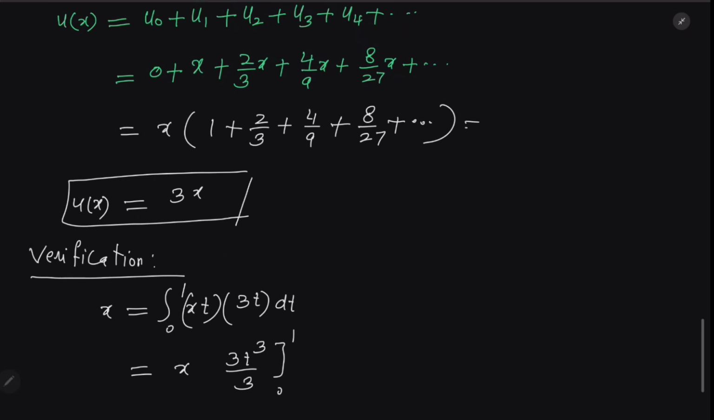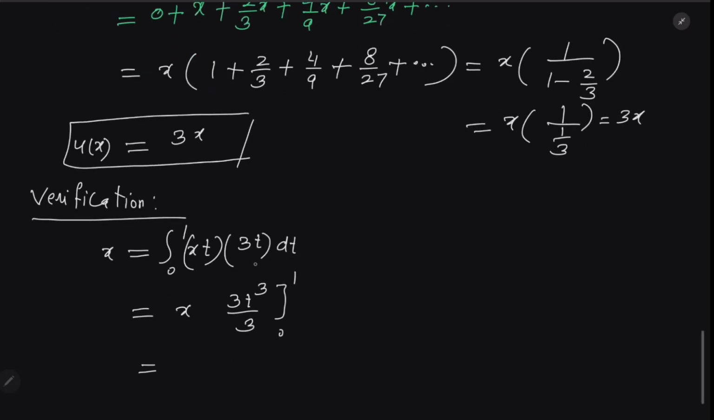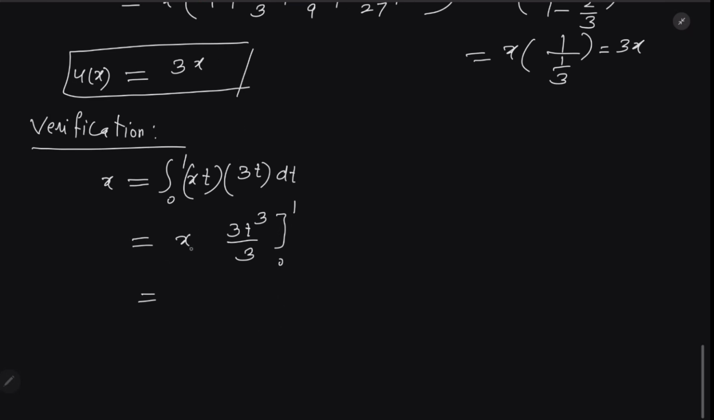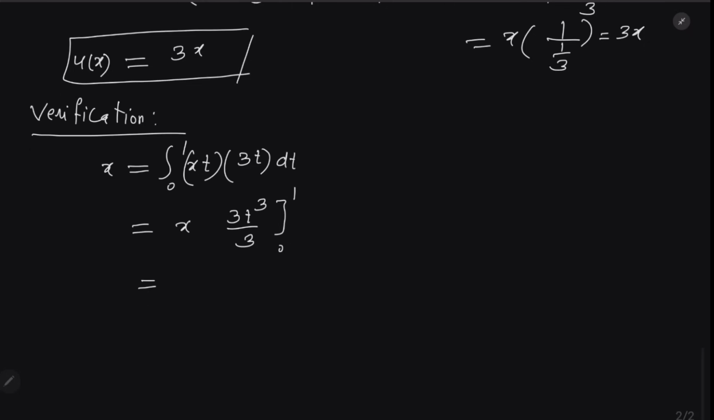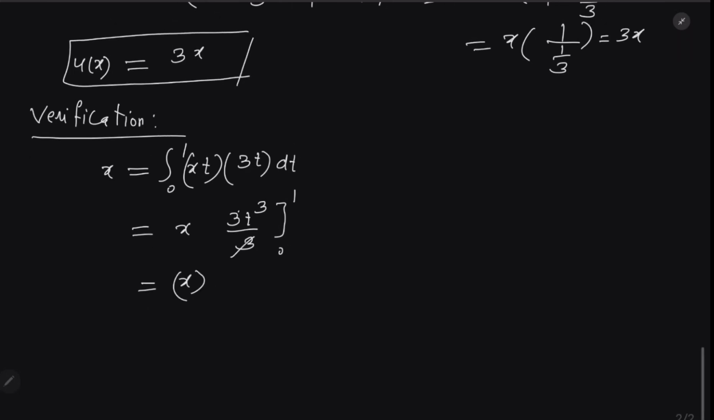Maybe I need to check that x times 1 over 1 minus ratio, the ratio is 2 by 3, so we have 1 by 3. So it is actually 3x. So this is 3t, and then we have x. Then we have 3t cube, 0 to 1, x. 3 will be cancelled, so we get 1, so x is equal to x, so there is no confusion. We get left hand side is equal to right hand side.